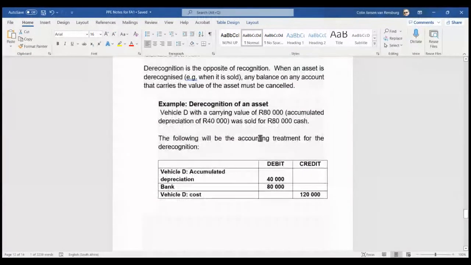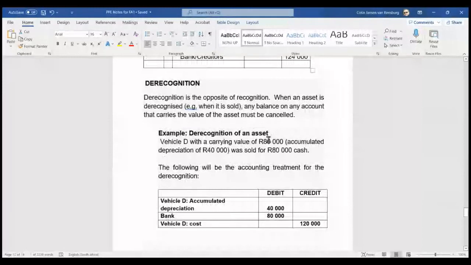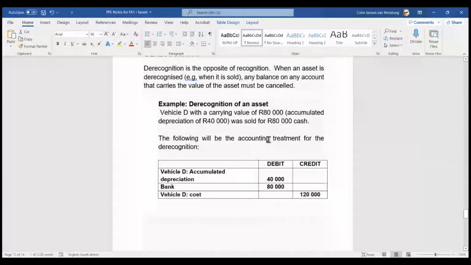So that will typically be our journal entry, ladies and gentlemen. Before I display it, or maybe while I'm displaying it, let us maybe just discuss this. Remember, we are going to dispose of this vehicle, right? We are selling it, so we are no longer going to own it. So by definition, when we de-recognize an asset, we are getting rid of all balances that relate to it.